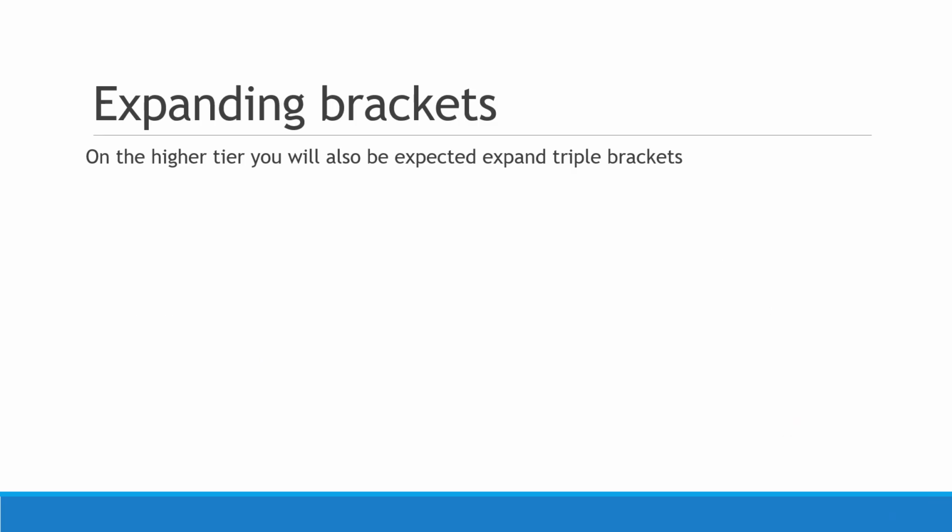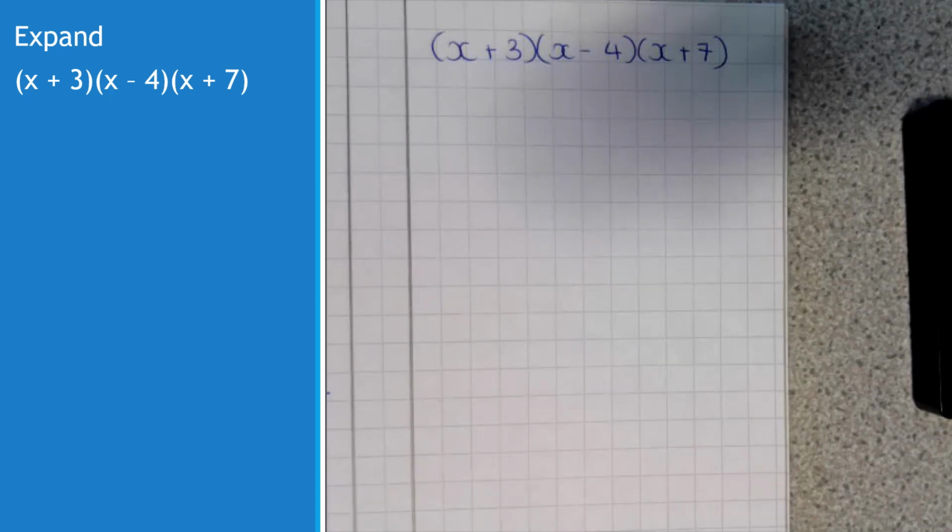So on the higher tier, as well as expanding single brackets and double brackets, you will also be expected to expand triple brackets, and this also includes questions with and without coefficients of x. So from my previous video on expanded brackets, you'll know that I prefer to do the grid method, and I would suggest that regardless of how you expand your double brackets, you try and use the grid method for expanding triple brackets, just because you can be dealing with quite a few terms, but the process itself is no different.